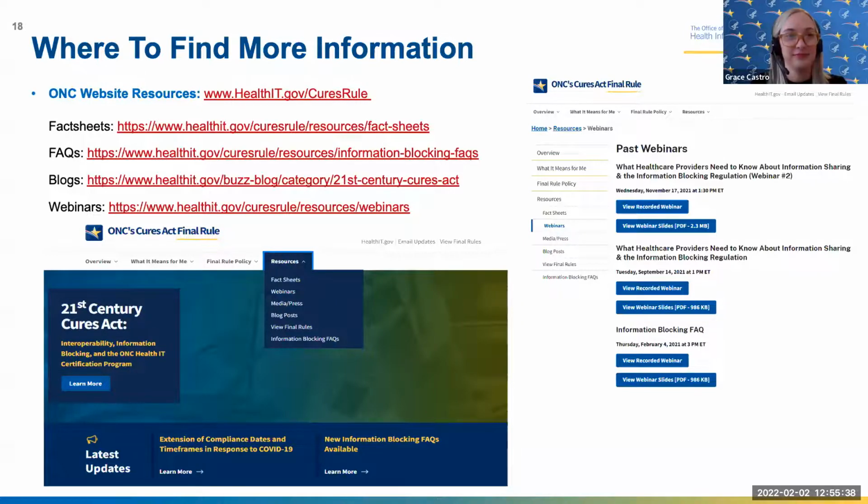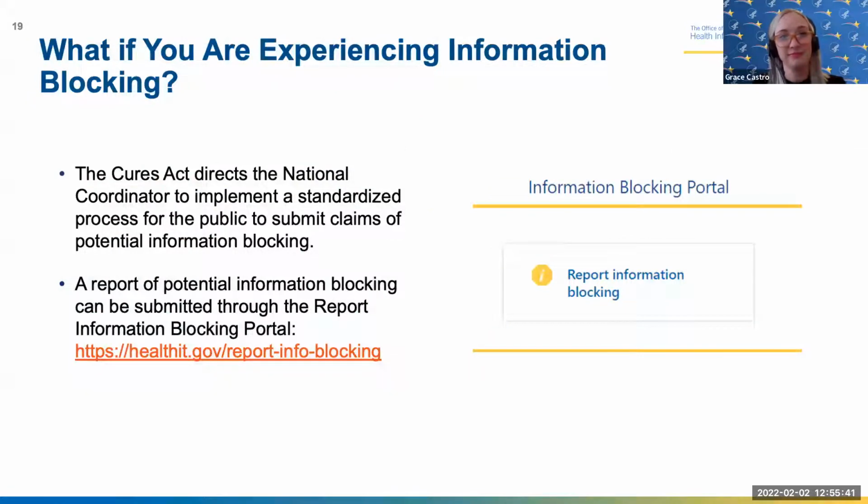Next slide, please. What to do if you are experiencing information blocking. Just for clarity for everybody, the 21st Century Cures Act directs the national coordinator to implement a standardized process for the public to submit claims of potential information blocking. A report of potential information blocking can be submitted through the Report Information Blocking portal. The link is there below: healthit.gov/report-info-blocking. Next slide, please.